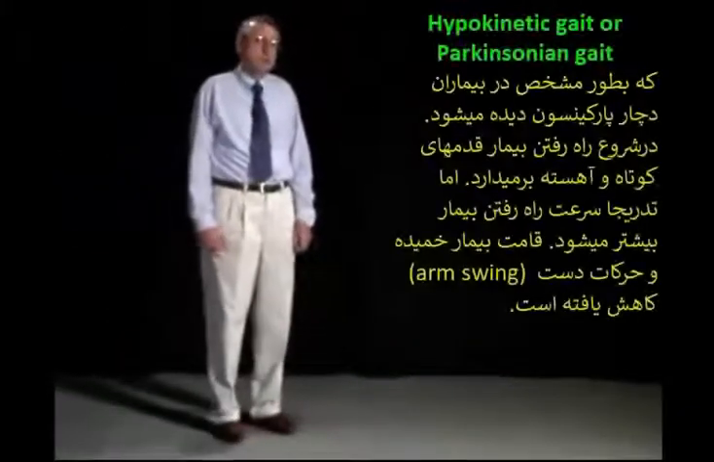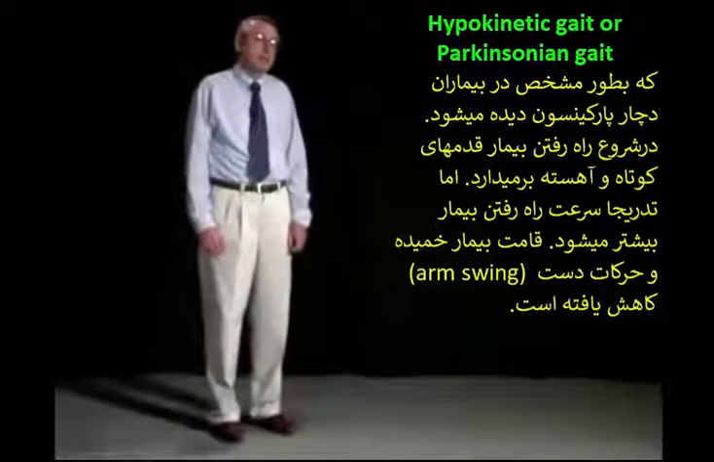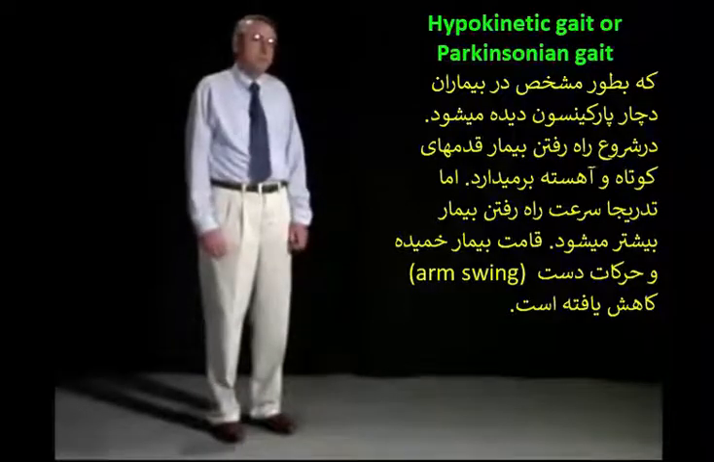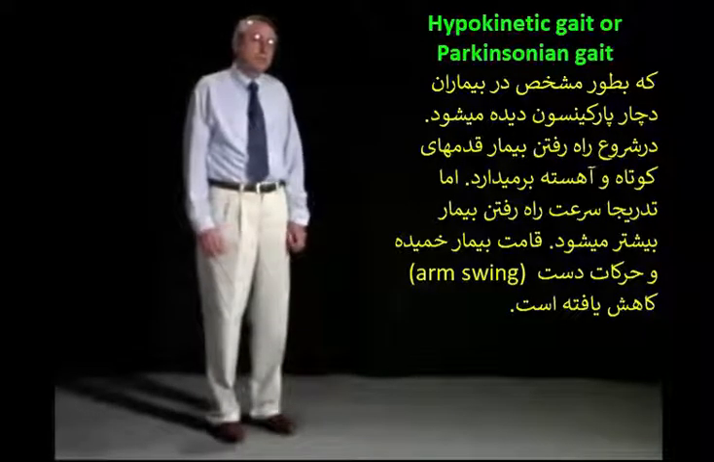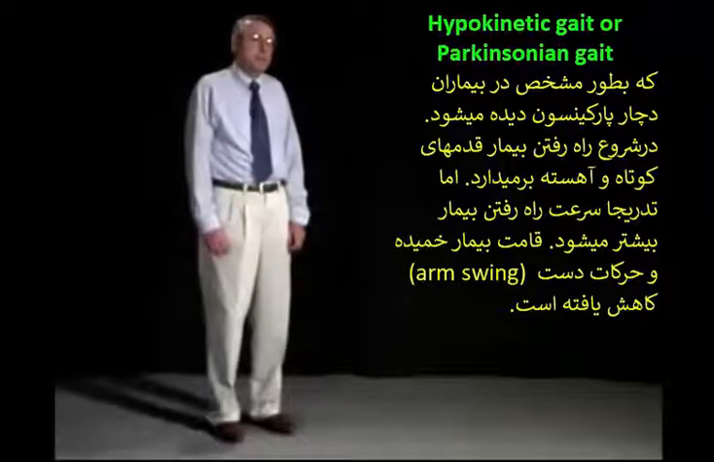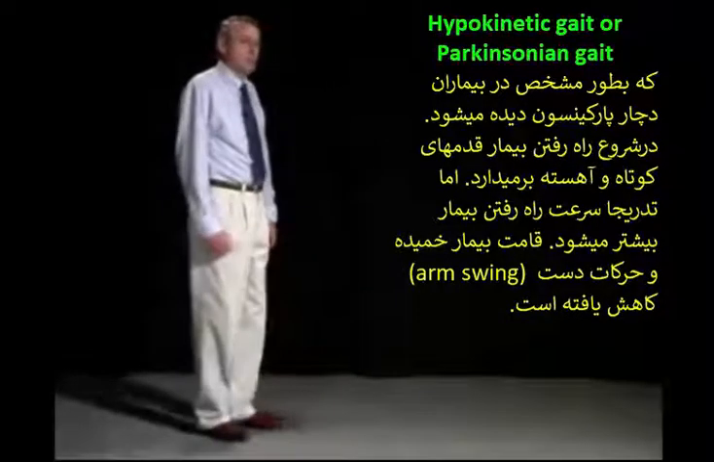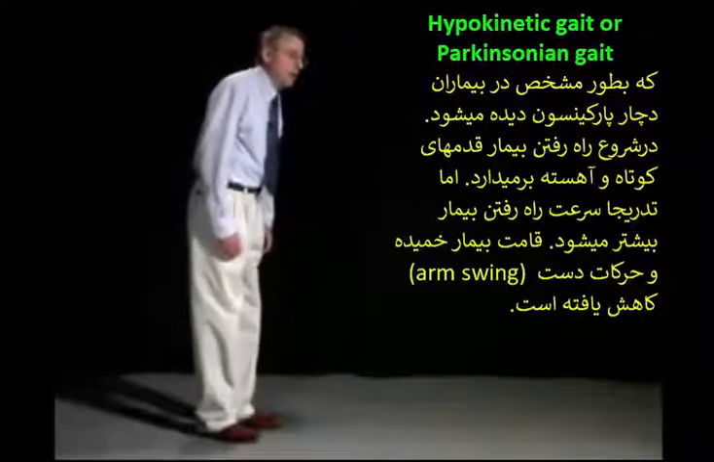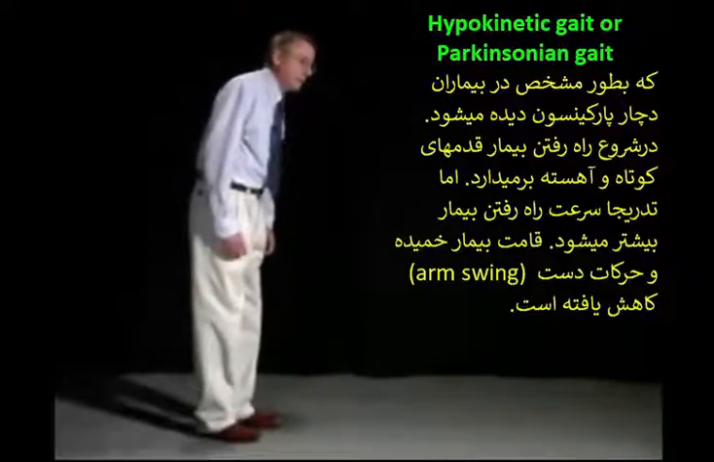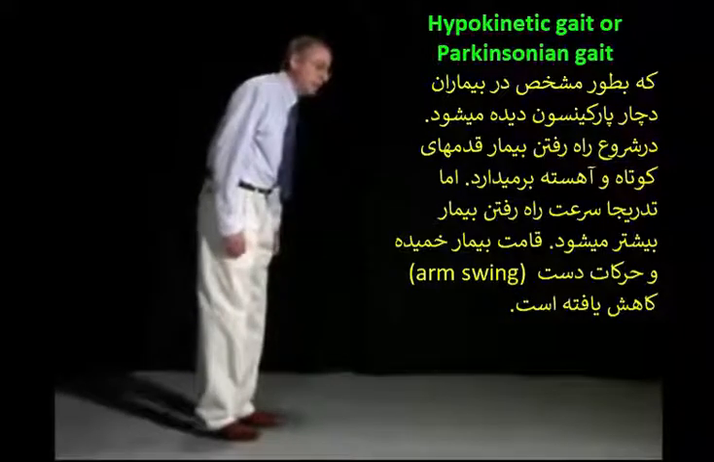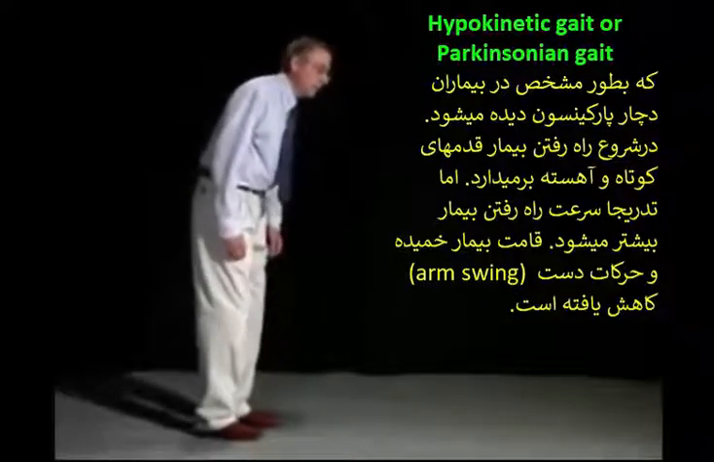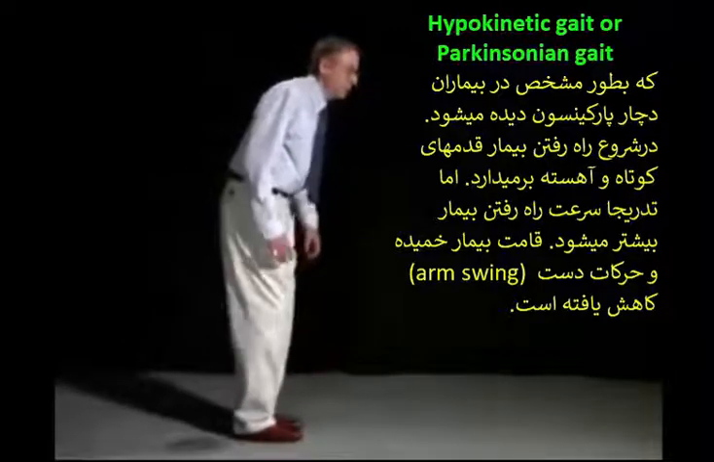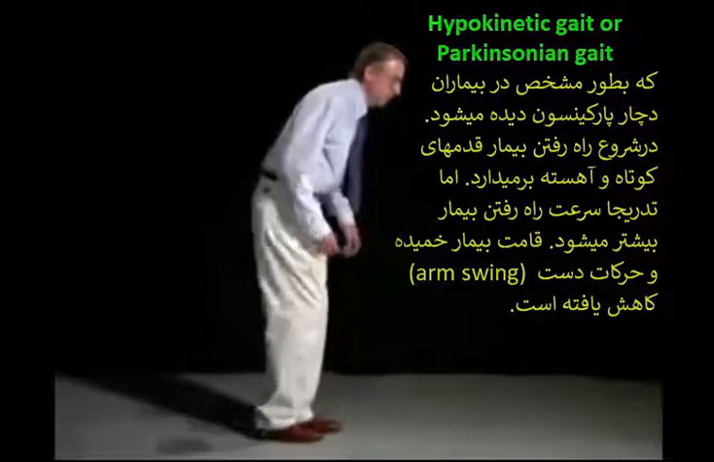This gait is a hypokinetic gait. The prototype is Parkinson's or Parkinsonian type of gait, in which the patient will have a posture in which he'll be stooped over, leaning forward, and then will have difficulty as far as initiating gait. When the gait is initiated, there are small steps. Oftentimes there's a tremor associated with this.